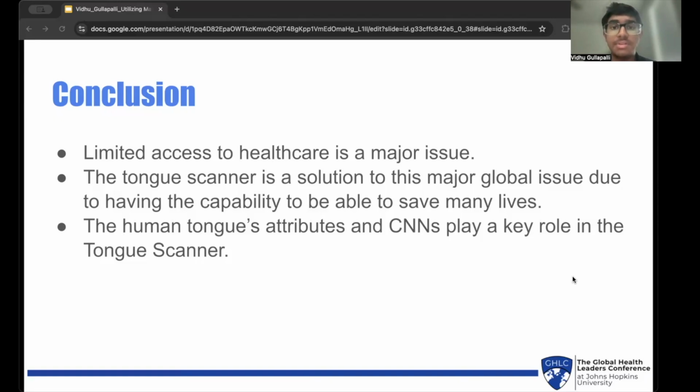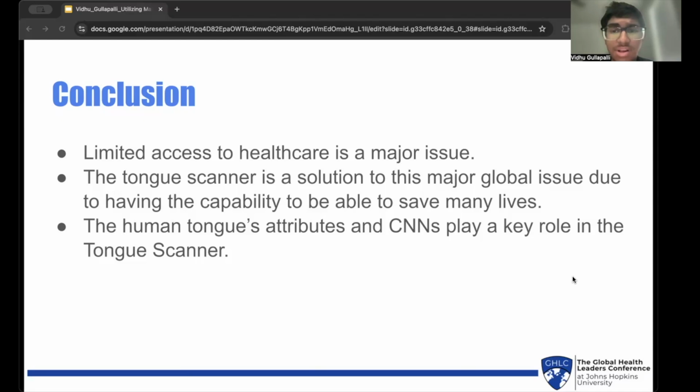In conclusion, the lack of access to healthcare is a major issue at a global scale because it will lead to a huge amount of the world's annual deaths caused by treatable diseases. The tongue scanner provides a sense of certainty before health checkups, so people could have a tool to make sure, to an extent, whether they contain a disease.